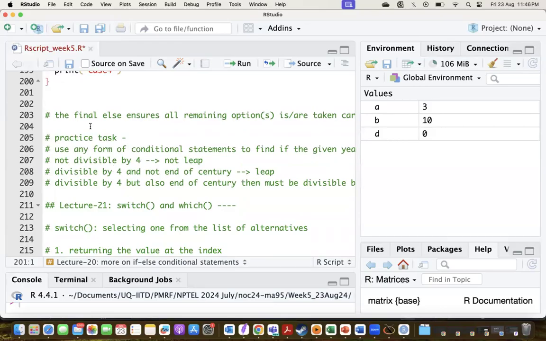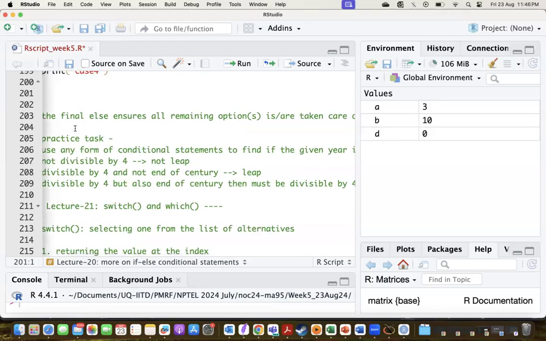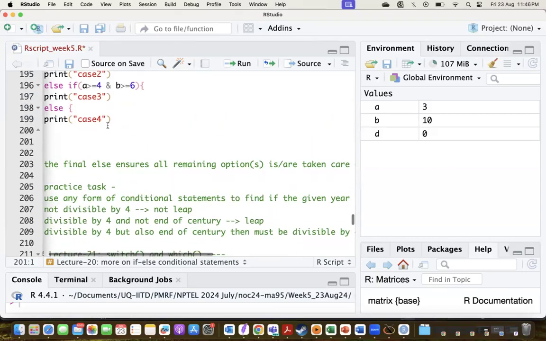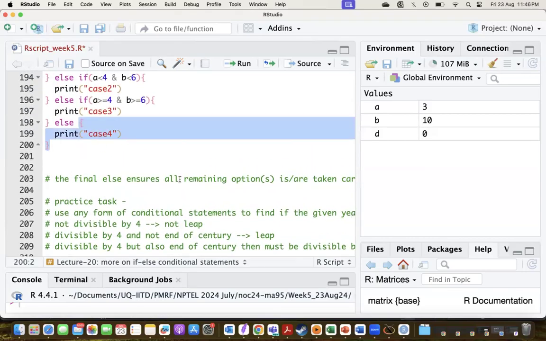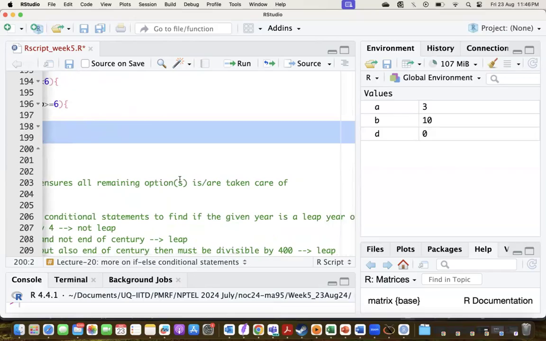So this is just the concluding remark, that this final else in this case is just ensuring that all the remaining options are taken care of.